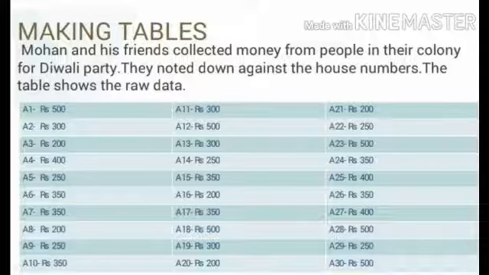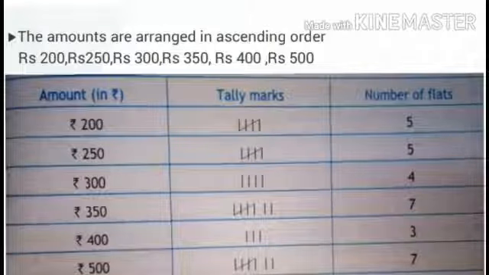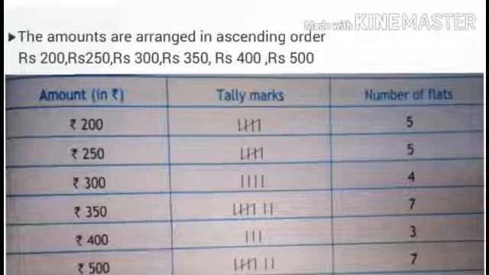Mohan and his friends, after collecting the money from all the houses, have made a table. Now let us see. The amounts are arranged in ascending order. Rupees 200, it is the least amount which they got, then 250, then 300, then 350, 400 and 500. Now you see here in the table, it is arranged in ascending order.